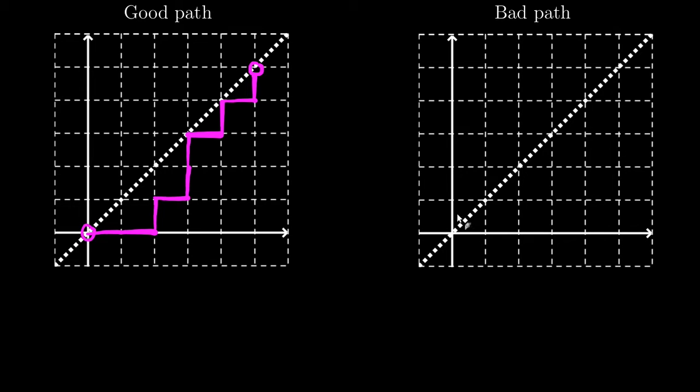Whereas an example of a bad path might be going right, going up, going right, going up, and going up again. Anything after this is already a bad path. It doesn't matter if I go directly back over to go under, or if I go up even further. I've passed above this line, so that's a bad path.